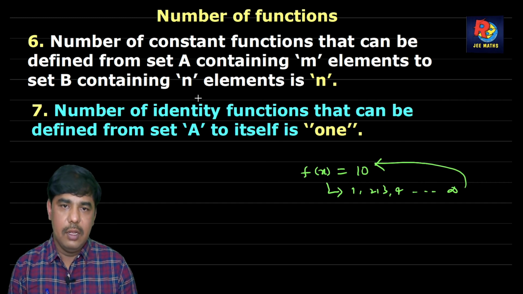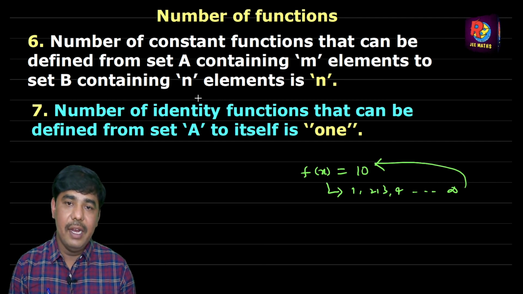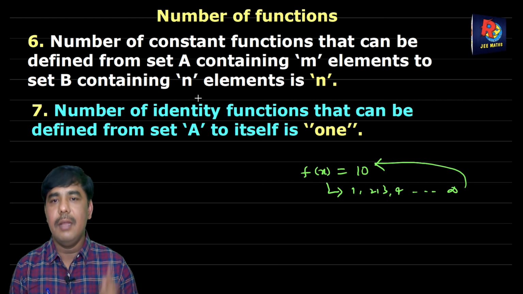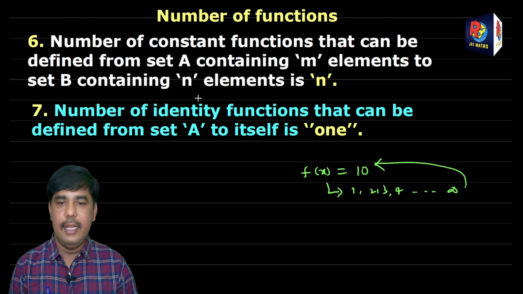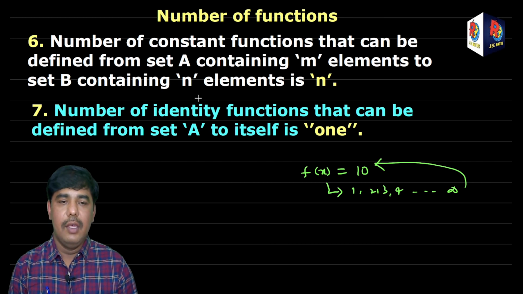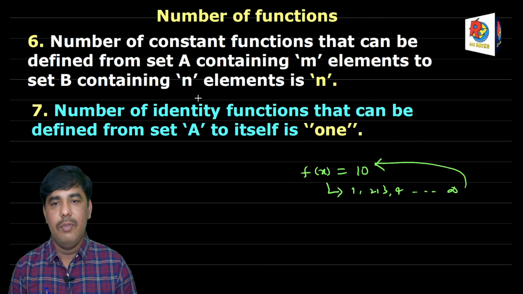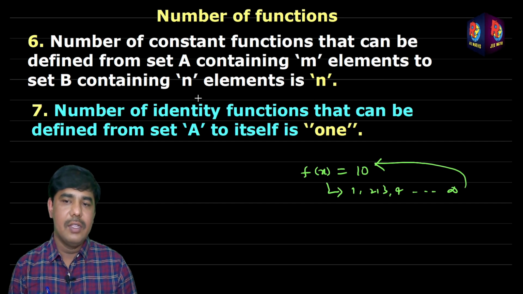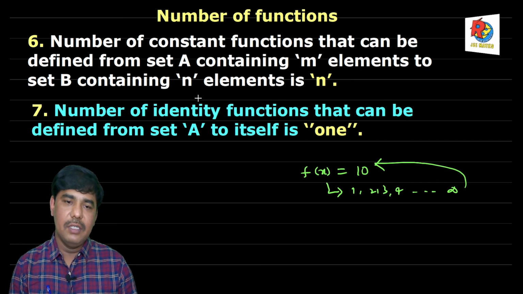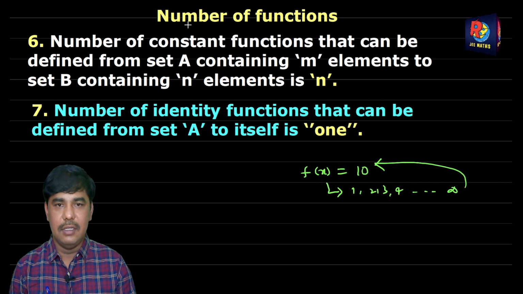If you want the number of constant functions, it is the number of elements in the second set B. Next, identity functions. An identity function means whatever input you take, the output will be the same. If you take 1, you get 1 only. If you take 2, you get 2 only. See, input and output are the same. So the number of identity functions will be 1. These are the number of function discussions.